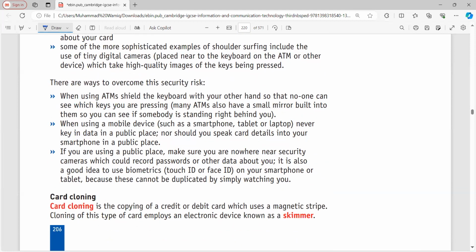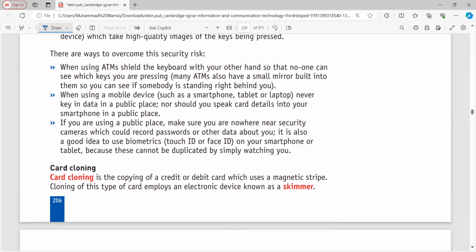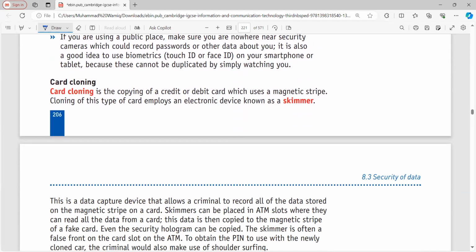You can overcome these by making sure that no one is standing right there, and using ATM shields to protect your passwords. And if you are in a public place, you should not be opening your passwords and applications as well. Card cloning is again one of the examples. What it does is that it creates a copy of your credit card or debit card with a magnetic strip.